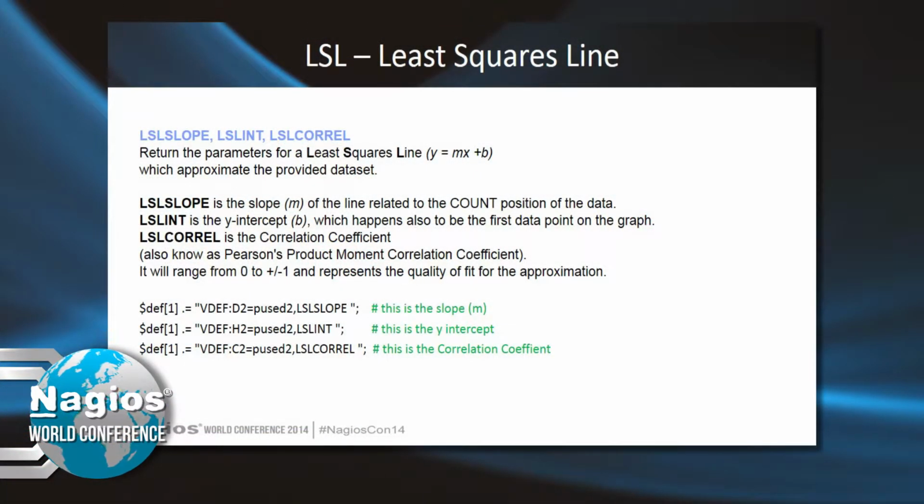I didn't quite understand what LSL was all about or how it worked. So when you go into RRD and you get the slope, the M, is the slope relating to the count position of the data. LSN is the y-intercept. LSS correlation is the correlation coefficient. And down here in my chart, you can see where we're using those.